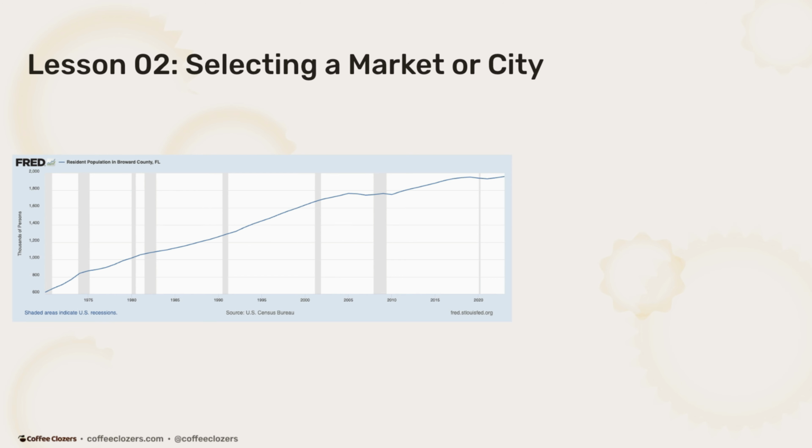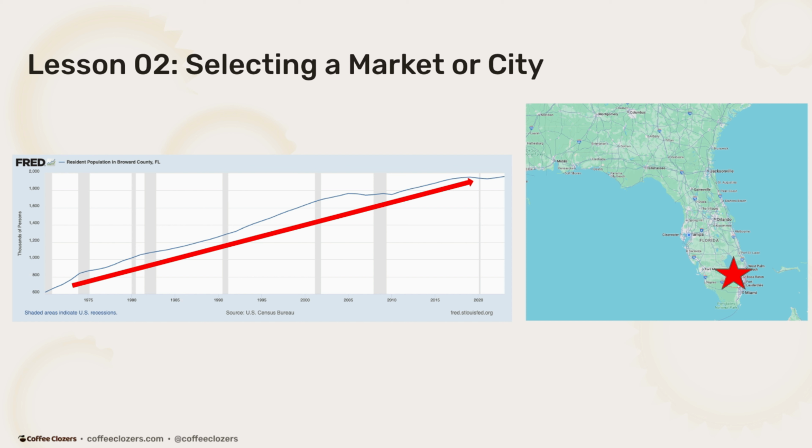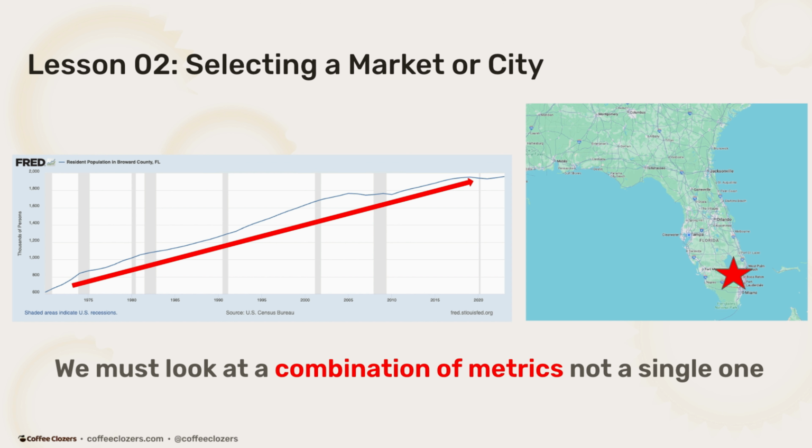In the last section, we covered economic stats like resident population. We want to see population growth over time. Here's a population chart for Broward County, Florida, by Fort Lauderdale, Miami area. We can see population has increased historically. This is a positive for investors, especially for those looking to invest for appreciation. Since this market has checked off our box to have population growth, does that mean we should invest in it?